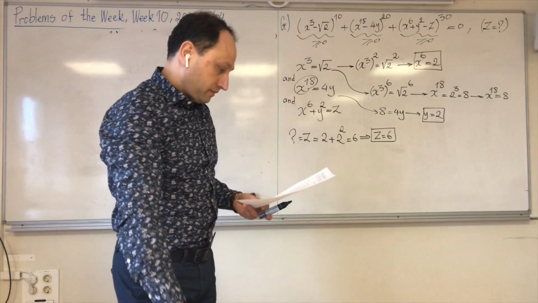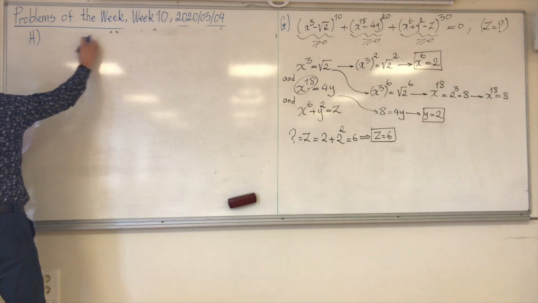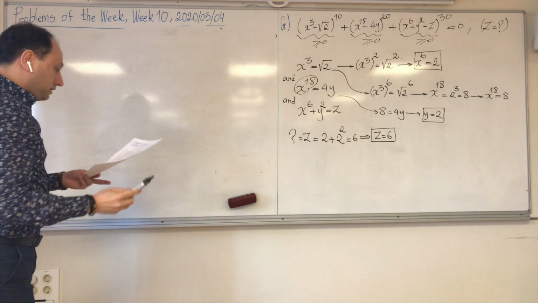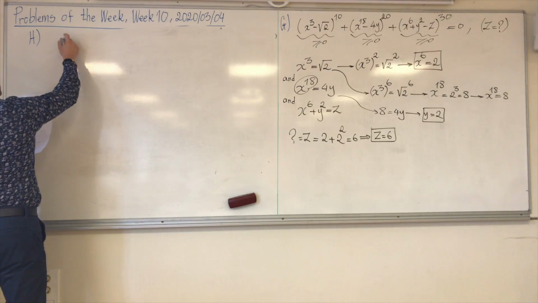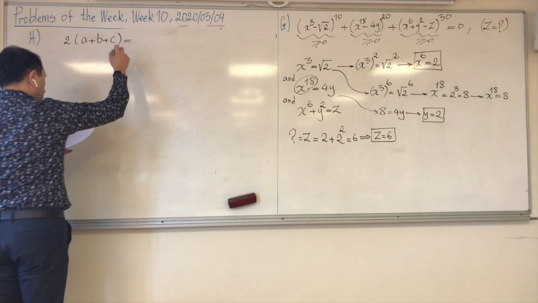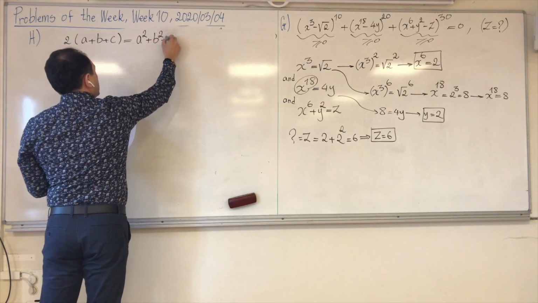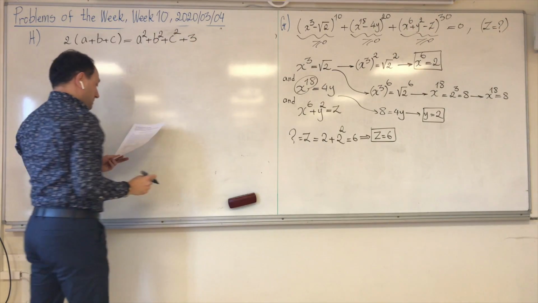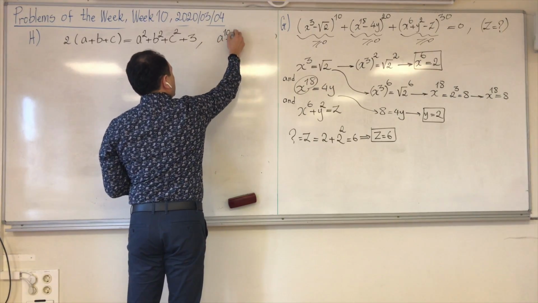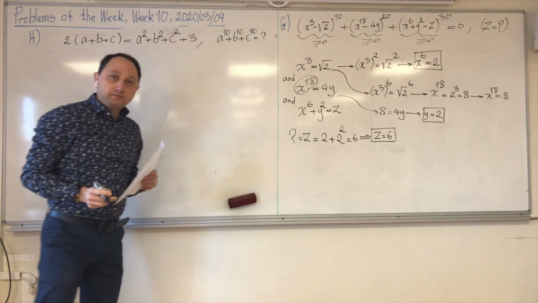Problem h. A, B, and C are real numbers. Our condition is this. I know that 2 times the sum of A and B and C is equal to A squared plus B squared plus C squared plus 3. I am supposed to calculate this expression, A to the 10 plus B to the 10 plus C to the 10. This is wanted. Yes?